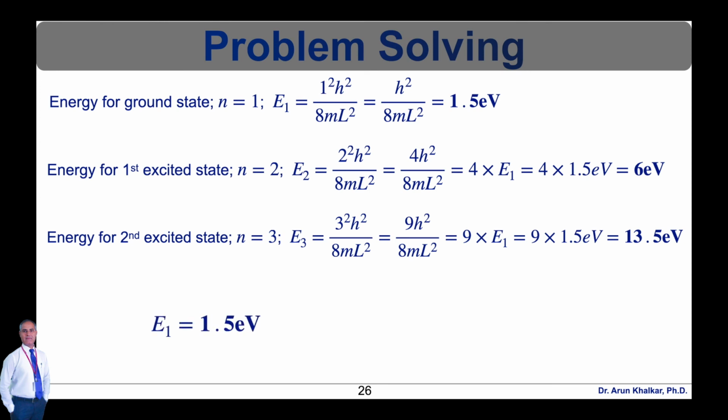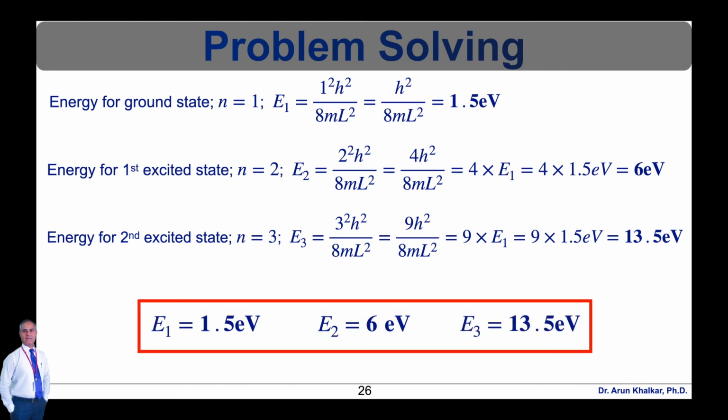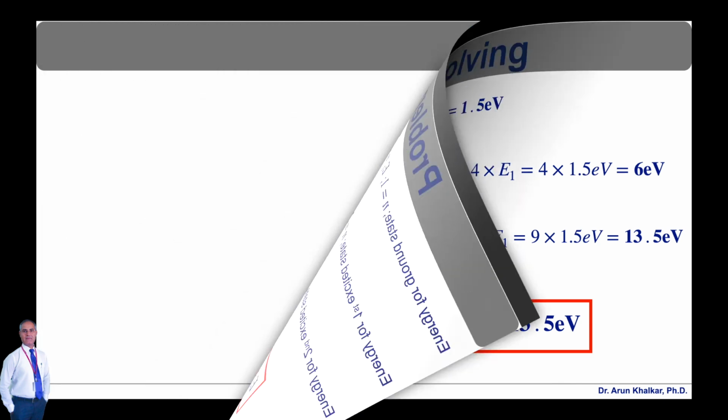So after calculating all these values, we have the final values. E1 is equal to 1.5 electron volt, that is the ground state. E2 is equal to 6 electron volt, that is the first excited state. And E3 is equal to 13.5 electron volt, which is the second excited state. So this is the solution of problem number 3.